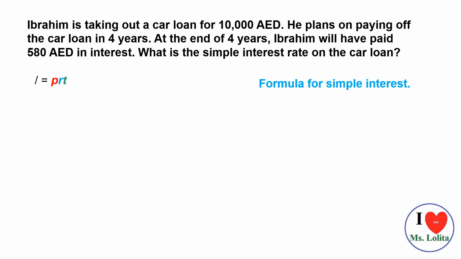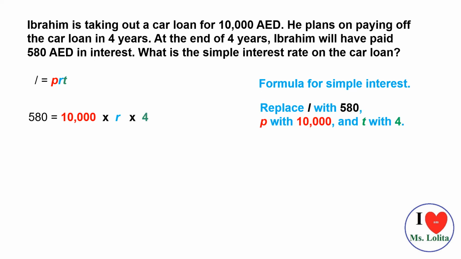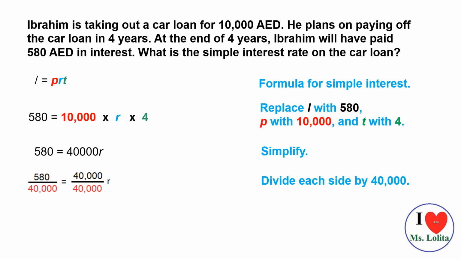We are going to apply the formula for simple interest. I is equal to PRT. We are going to replace I with 580 dirhams, P with 10,000 dirhams, and T with 4. So, 580 is equal to 10,000 times R times 4. To simplify, it will give us 580 is equal to 40,000 R. To solve for R, we are going to divide both sides of the equation by 40,000. Therefore, 580 divided by 40,000 is equal to 40,000 divided by 40,000 multiplied with the R.